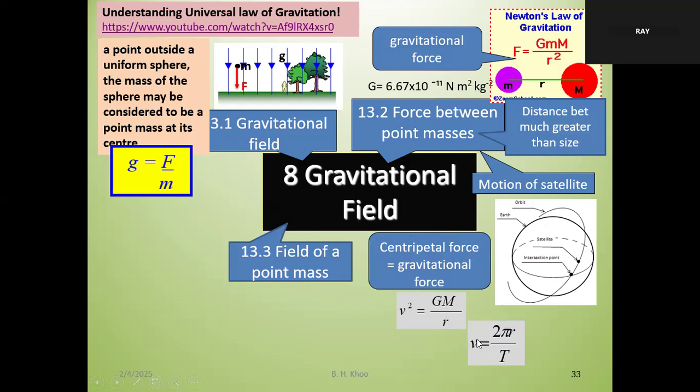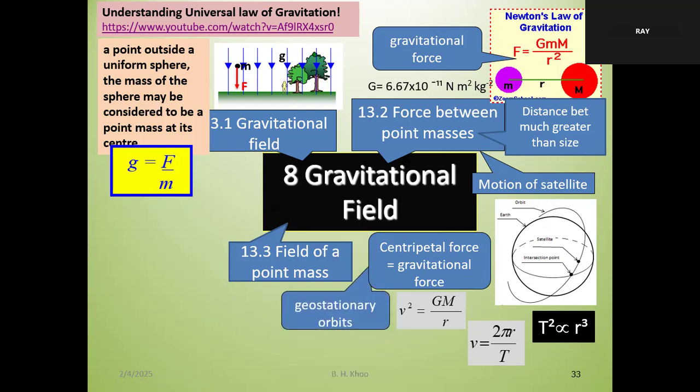Then after that, we are going to replace that v with 2 pi r over t. We get t squared equals r cubed, so t squared is proportional to r cubed. This is Kepler's law. This is an experimental law, whereas when we derive t squared over r cubed, we are basically using Newton's universal law of gravitation. So it confirmed to us that Newton's law of gravitation is correct.